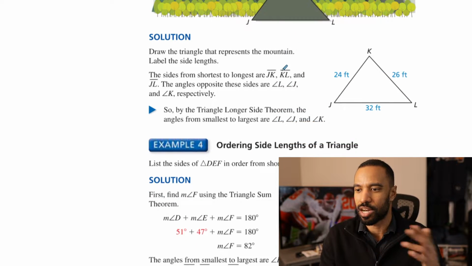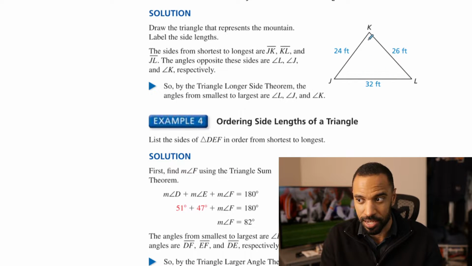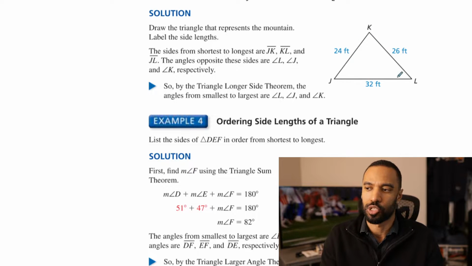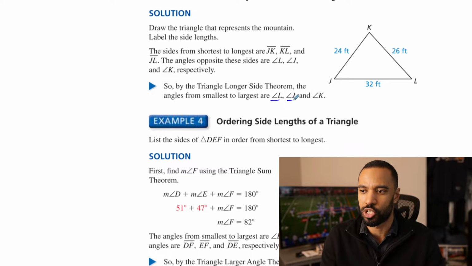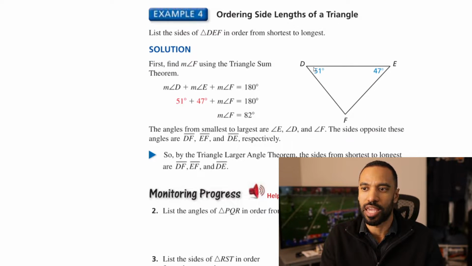So let's just get this out of the way because it's not really an indirect proof thing. Opposite the largest side is the largest angle. The longest side is opposite the largest angle. So opposite 32 is measure of angle K. That's the largest. Opposite 24 is measure of angle L. That's the smallest. So when they order them, angle L is the smallest, J is the middle, and K is the largest because of that. 26 is in the middle. Side lengths of a triangle are going to be the same but opposite.